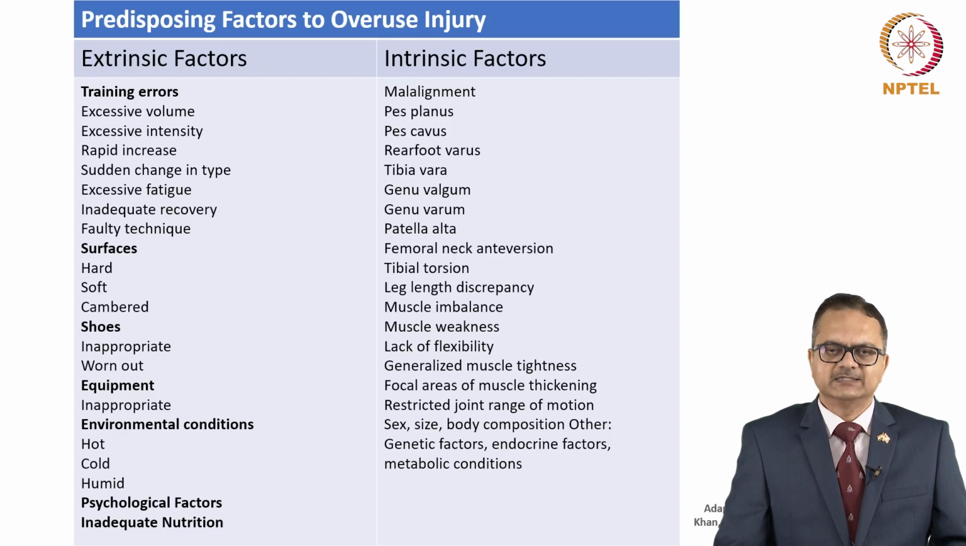However, there are certain intrinsic factors which contribute to overuse injury. Any anatomical defect or any defect in body composition of the body, like malalignment, pes planus, pes cavus, rear foot varus, tibia vara, genu valgum, genu varum, etc. These are all anatomical defects or biomechanical defects which exist in your body, or because of wearing of certain equipment, it may come into play. If these are present, they are called intrinsic factors, and they also contribute to overuse injury.